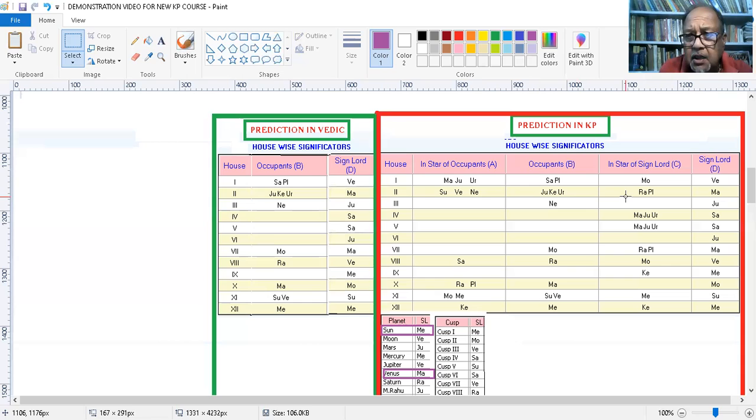But now what I am trying to explain to you in this video is the quality of the result. Quality of the result, that is, what the result will be like. The result of the second house could be good, or it could be bad, or it could be just normal. This is confirmed: Sun and Venus will give the result of the second house in strength.